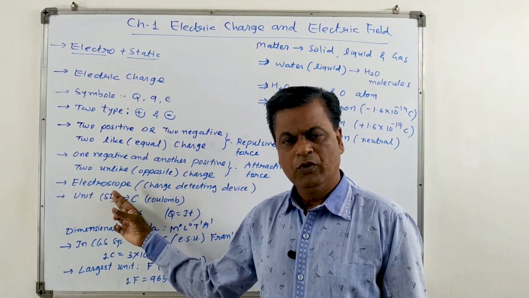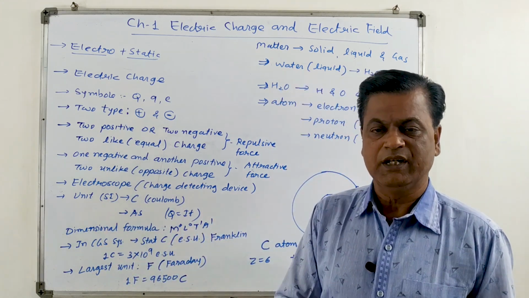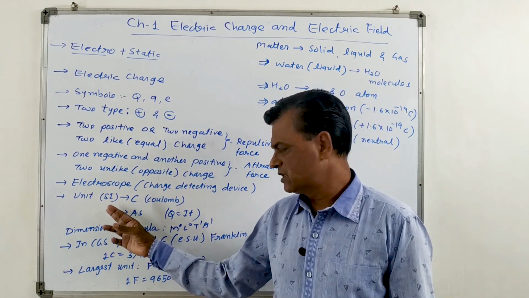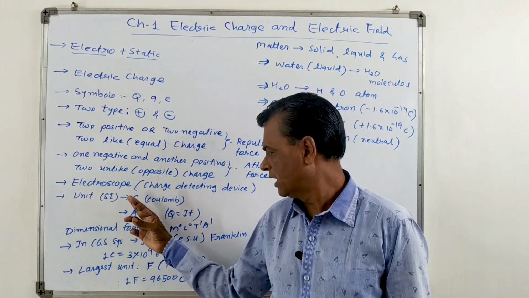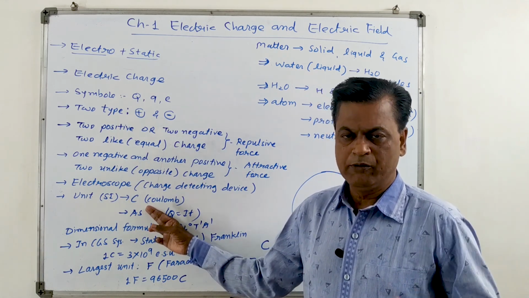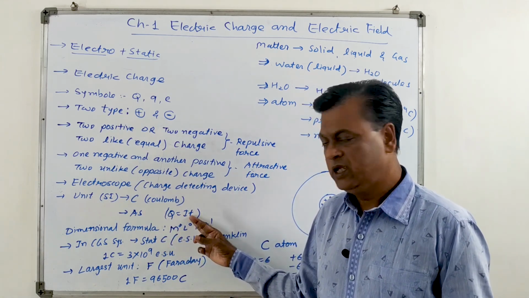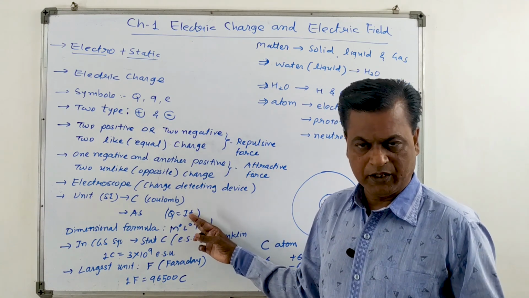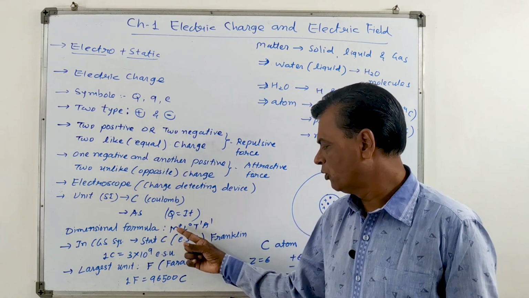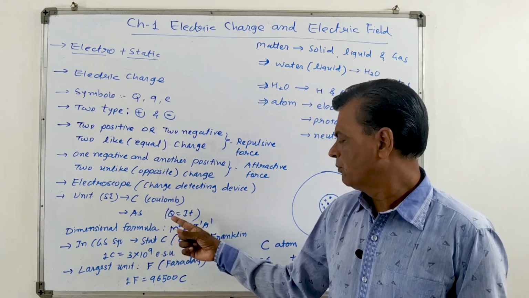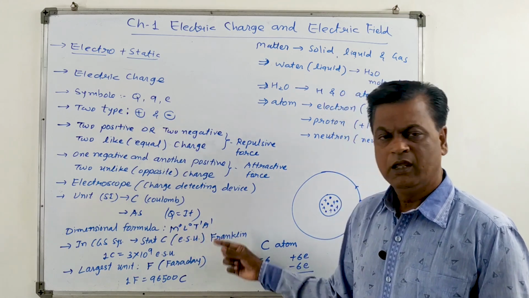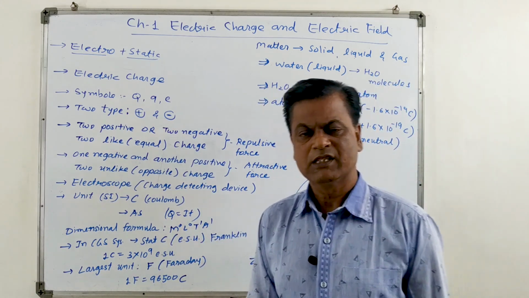Now electroscope, the simple device which detects electric charge on the body. SI unit of electric charge is coulomb. It is denoted by capital C. Other unit is ampere second, which is derived from equation Q equal to IT, which you will learn in chapter 3. Now dimensional formula. For dimensional formula, you can derive it from Q equal to IT. M0, L0, T1, A1.